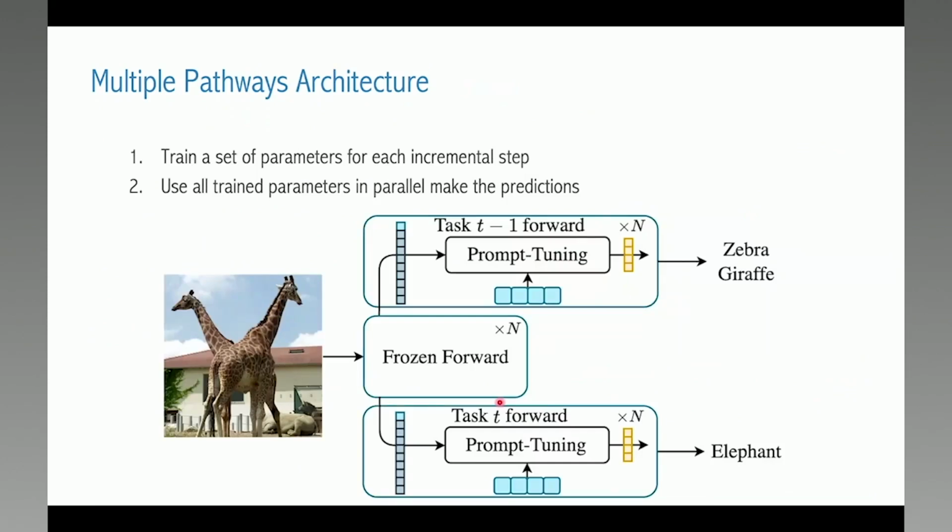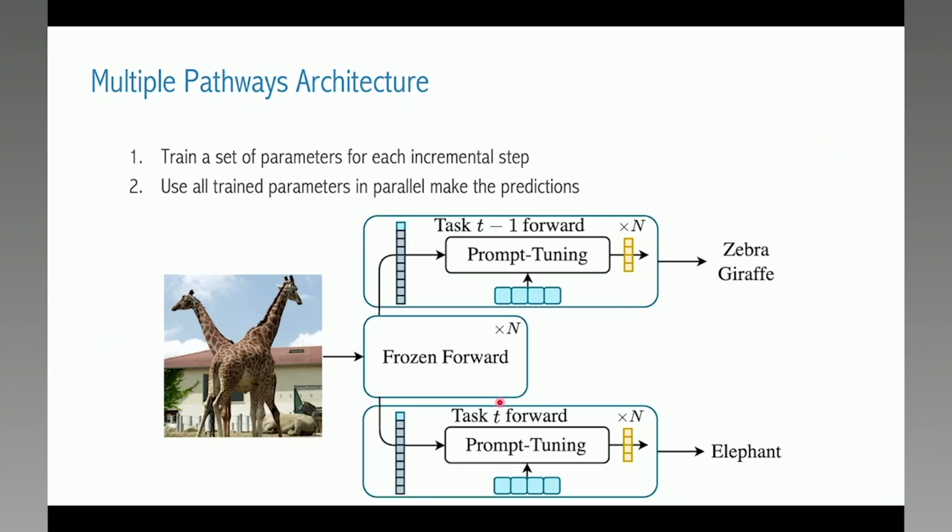So what do we propose? We propose to address this problem with a parameter isolation method. That means that we have task-specific parameters for each task. In particular, the architecture that we propose is the one that is illustrated here, where you are basically having a frozen backbone and then some task-specific parameters for each task. So this is a kind of multiple pathway architecture. So we are training a set of parameters for each incremental step, but then we are also using all the trained parameters at inference time to make the prediction.